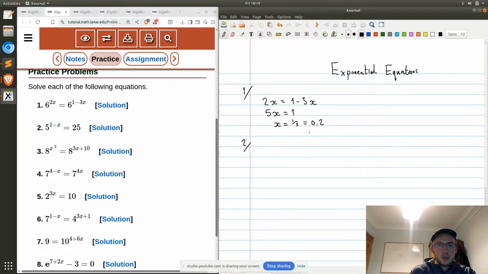All right, so 25 is 5 squared. Therefore, I can rewrite the equation as 5 to the x minus 1 equals 5 squared. Then I equate the powers, so x minus 1 is equal to 2, and then you just solve. So x is equal to 3.